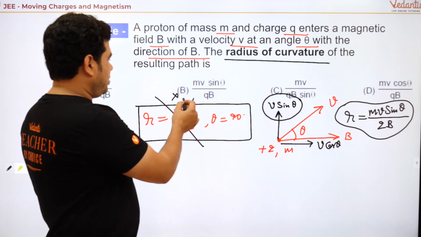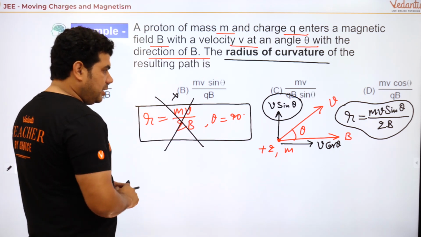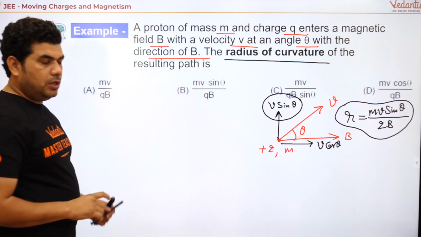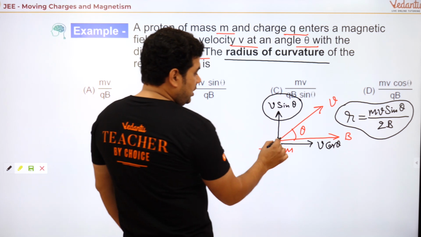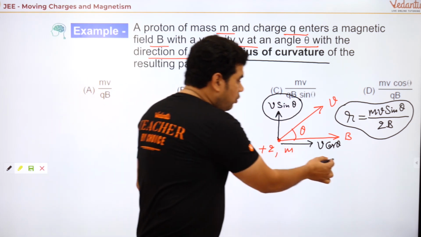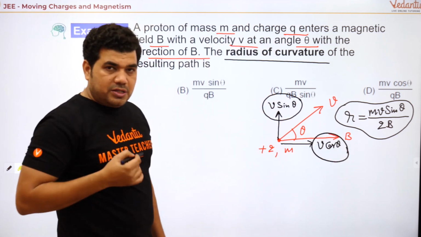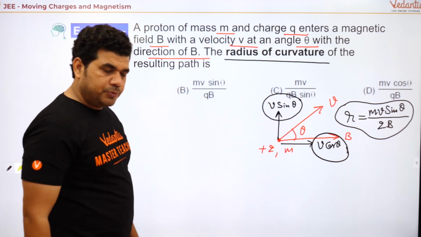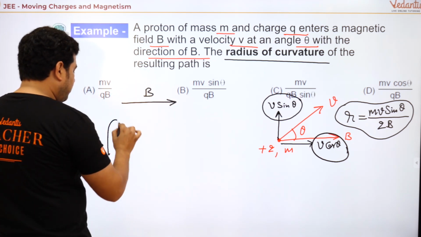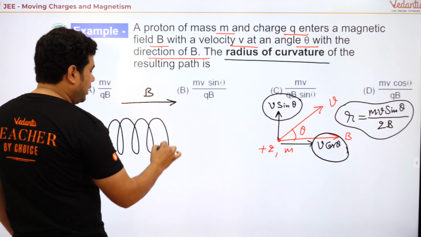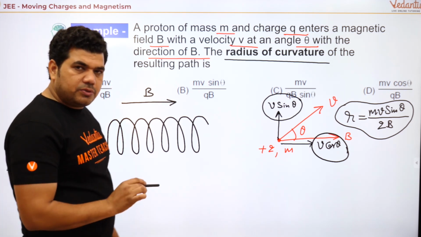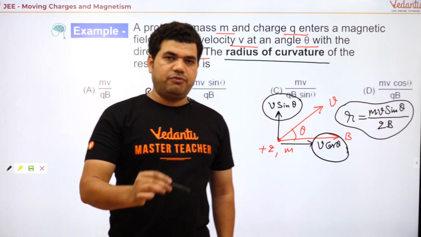So we discussed that case, and it is not applicable here, so we remove this case. Now what's the case? The case is it will move by v sin theta in a circle, and due to v cos theta it is still moving in the forward direction. So if the magnetic field is in this direction, then it will move in a helical path. Circle due to the magnetic field. Why will it make a circle? What will the magnetic field do?